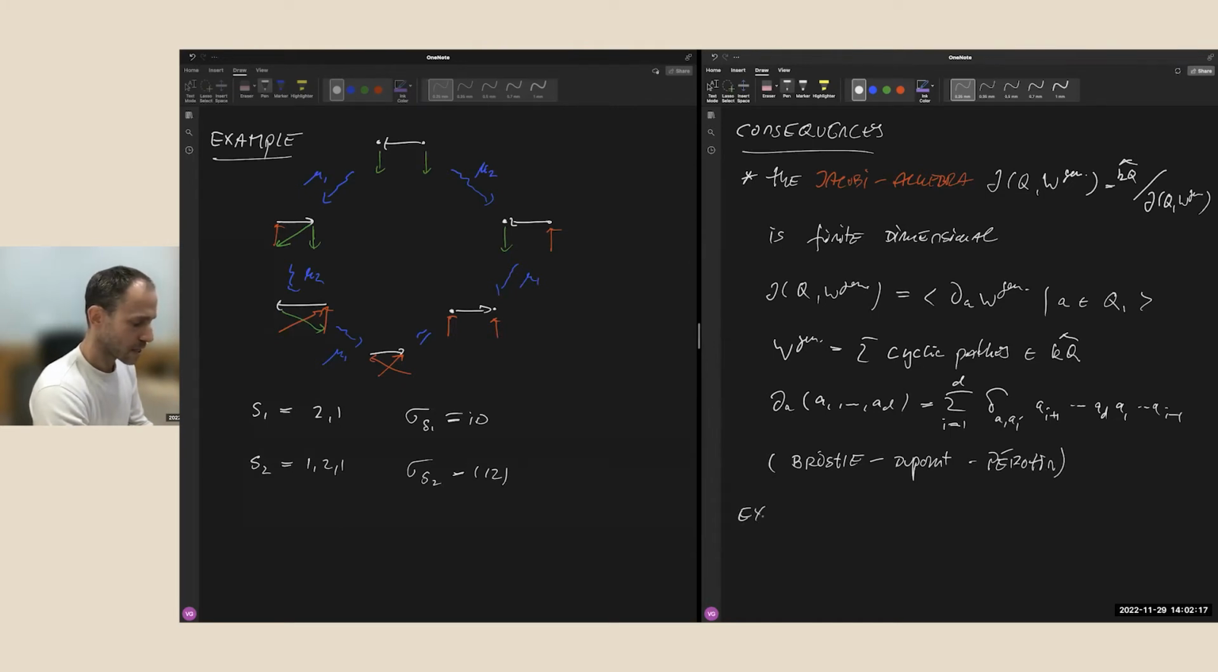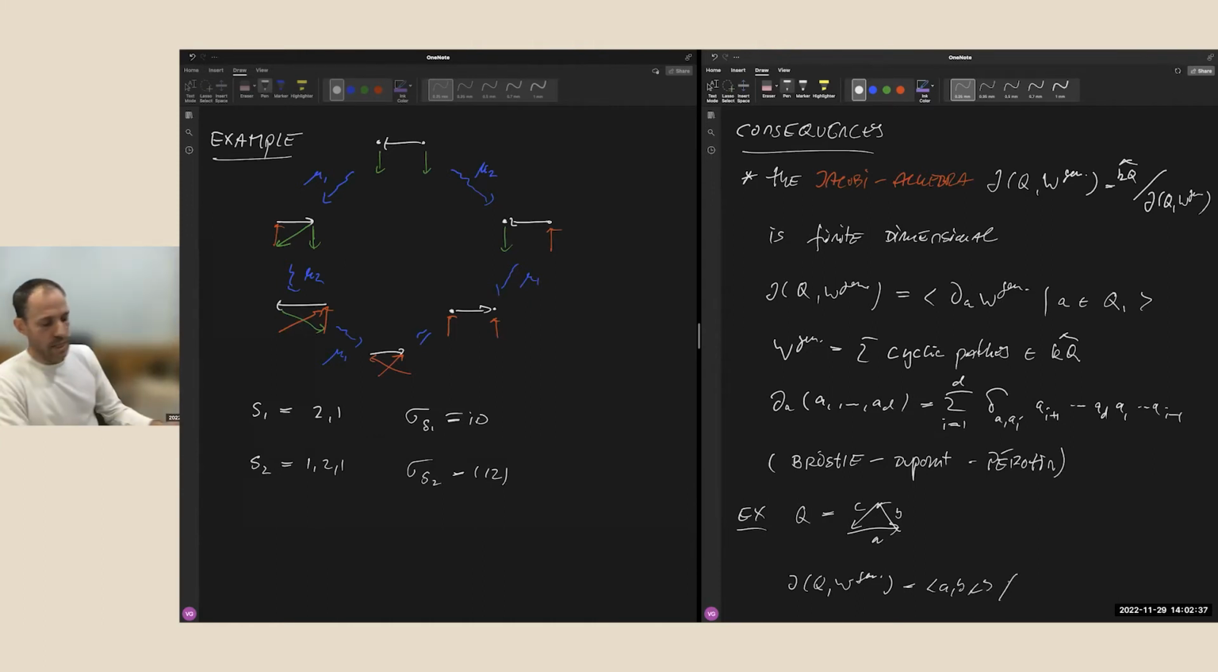So let's give a quick example. If Q is the cyclic quiver with arrows A, B, C, then the Jacobian algebra with respect to generic potential is generated by A, B, C, but you will see that the composition of any two arrows has to be zero, because the potential is ABC. If I derive it for C, I obtain that AB has to be in my ideal, and likewise.